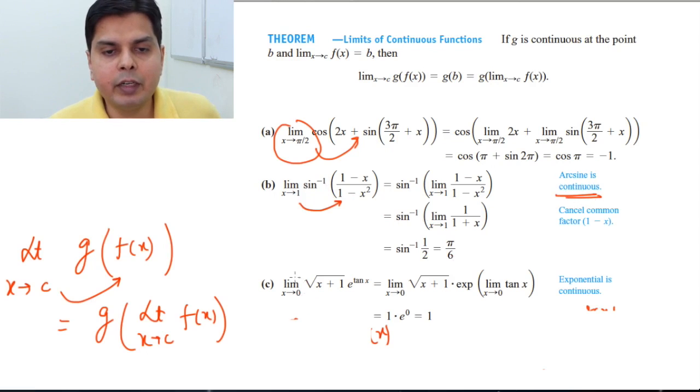Similarly, suppose I have to find limit x tends to 0 of root of x plus 1, times e to the power tan x. Then first I will find the limit of this thing into the product e to the power limit. I can take this limit on the power also. Why can I do this? Because exponential is also a continuous function. So this limit x tends to 0 of tan x will be 0. So e to the power 0 will become 1, and this will also become 1. So the answer is 1.